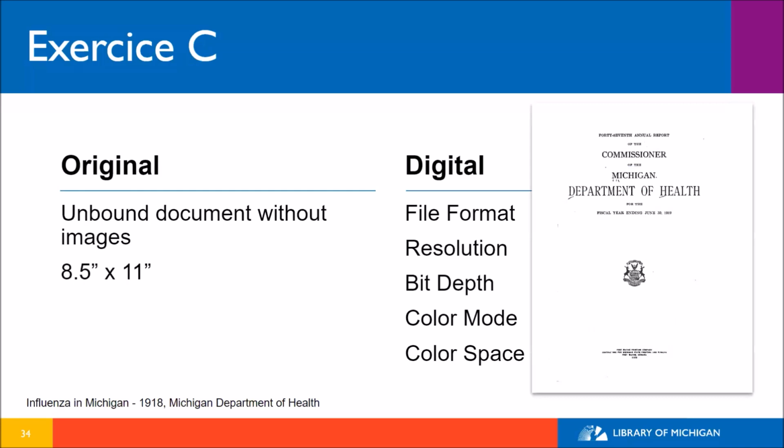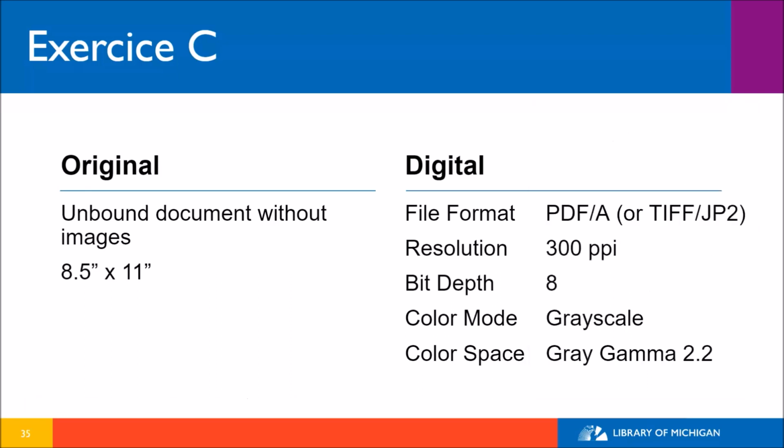So this is an unbound document. It's just textual information. It doesn't contain images. What do you got? Hey, Stephanie is saying PDF grayscale. Anybody else? Well, Stephanie, I agree with you. Yep, I would digitize this to a PDF/A format, around 300 PPI, do a grayscale.